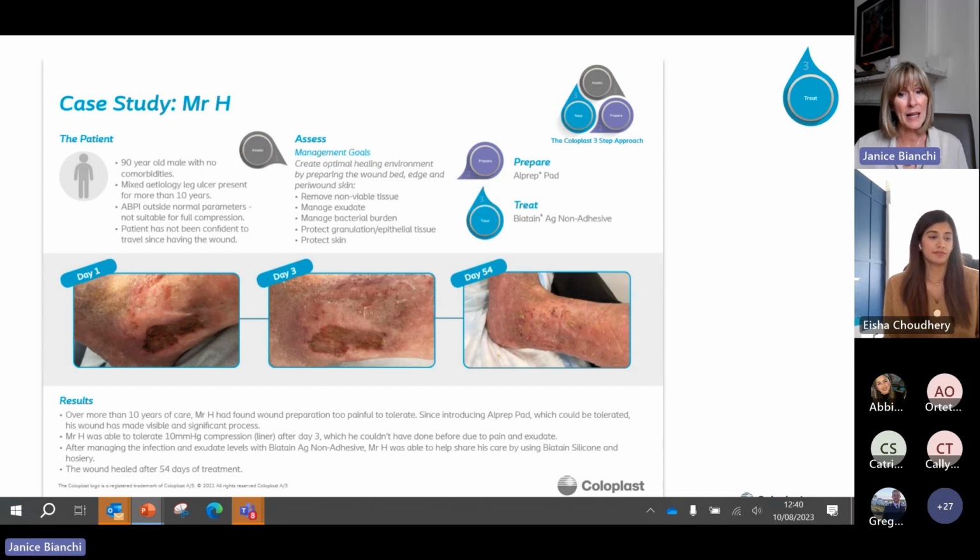And after managing the infection and the exudate levels with Biatain Ag non-adhesive, Mr. H was able to help in shared care by using Biatain Silicone and hosiery. And his wound healed after 54 days, and that was after like 10 years of treatment previously. So just going back to the start again and thinking about assess, prepare, treat, and thinking about what your goals are, you can see the really positive result for this person.